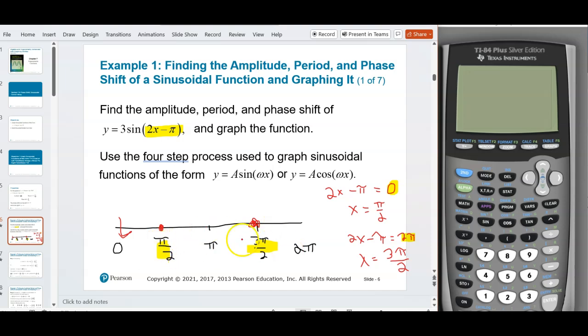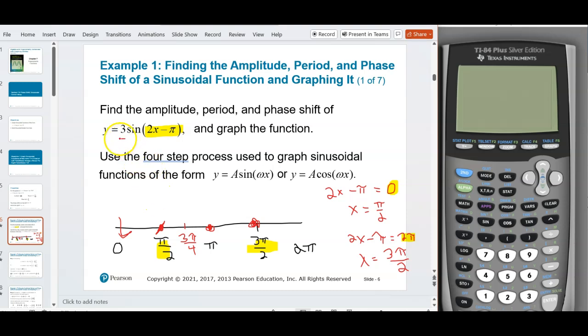All right, the average of these two, halfway between pi over 2 and 3 pi over 2, is 2 pi over 2, or just pi. So there is my middle point, the average of those two. For sine, it's also an x-intercept. This is positive, so remember we initially rise with the sine function. And then halfway between pi over 2 and pi is 3 pi over 4. All right, and at 3 pi over 4, we're going to hit the max.